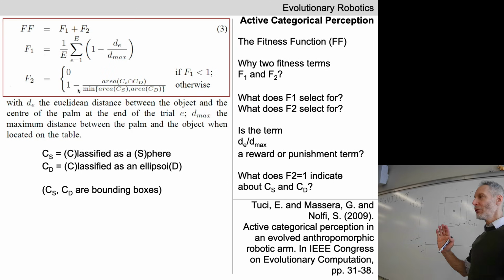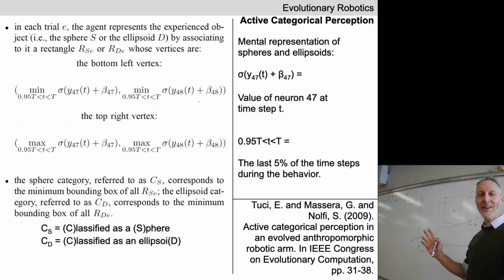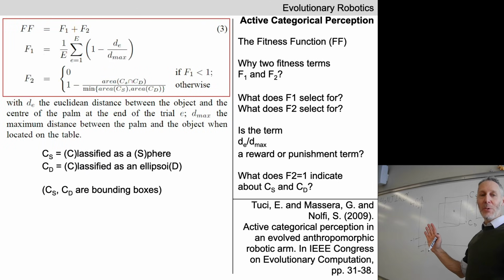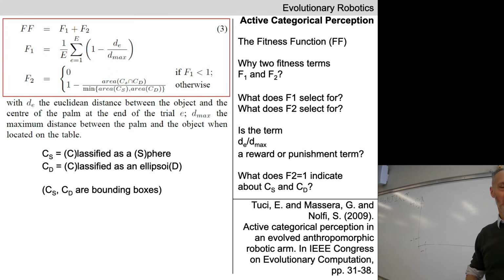This is all ridiculously more complicated than saying 47 is greater than 48. That means sphere. So we're doing a lot of extra work here, but we've already hopefully motivated for you the reason why we're doing this. I'll show you the results of the experiment with spheres and ellipsoids in a moment. What if we had spheres, ellipsoids, and cones? What do we do now?